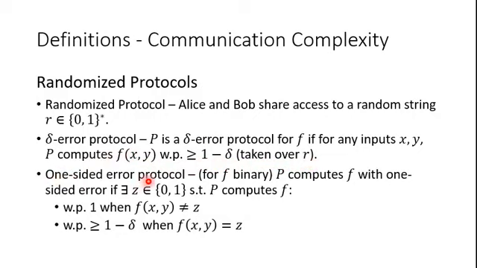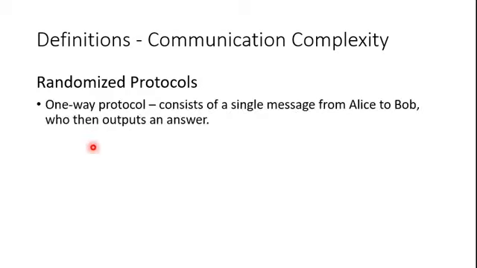And finally, we have one-sided error protocols. We're talking about a binary function here. So P computes f with one-sided error if there exists some z from {0, 1}, such that P computes f with probability 1 when f of x, y is not equal to z, and with probability at least 1 minus delta when f of x, y equals z. Finally, we have one-way protocols as well. That just consists of a single message transferred from Alice to Bob, and Bob then outputs an answer.